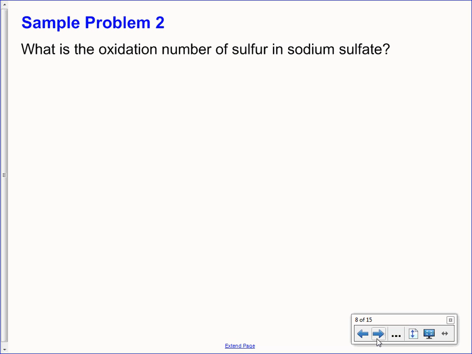The oxidation number that you guys should come up with is a number of +6. So give that a try, see if you can work that out, and it's done in much the same way that we did the previous example.